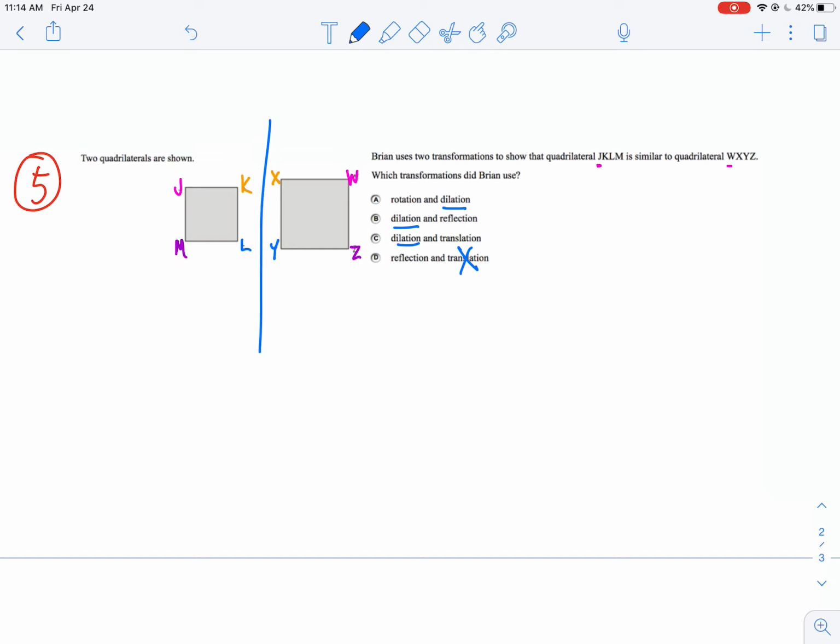A dilation and a reflection. So if I reflect it over this line here, does orange match up with orange, blue with blue, pink with pink, purple with purple? It sure does. Dilation and translation wouldn't work because if I just slid it, my colors wouldn't match up with each other.